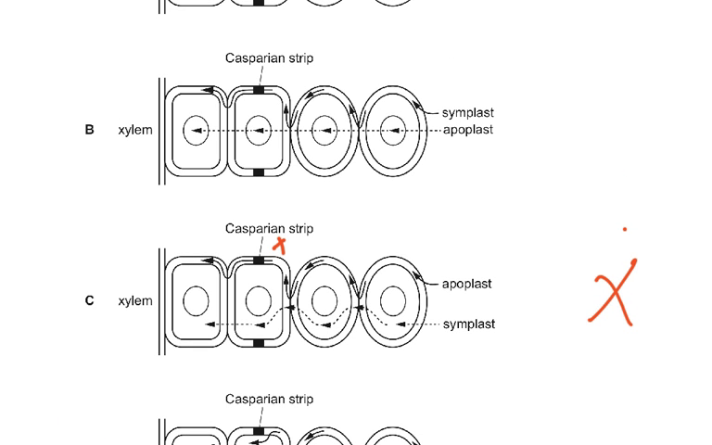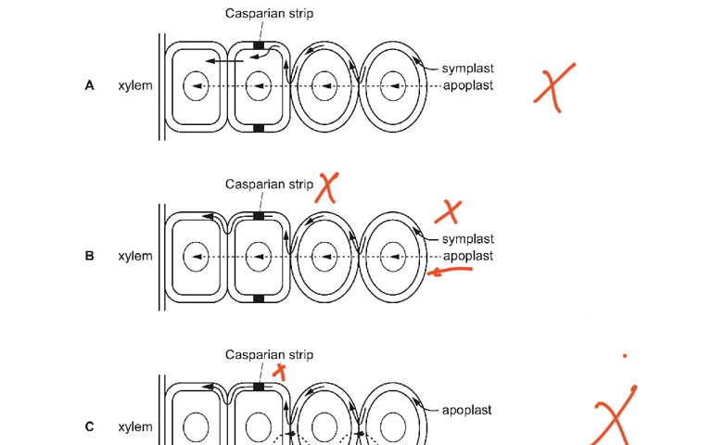B, why is B wrong? Again, the Casparian strip and the apoplast pathway seen going through it. This is again wrong. And moreover, it did say this was the apoplast pathway. This is the symplast pathway which is going along the wall. So that is wrong. The symplast pathway is not blocked.